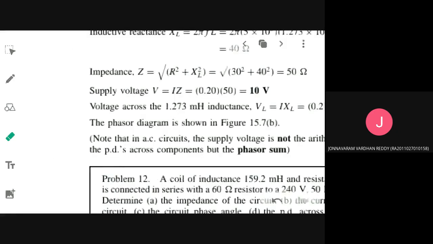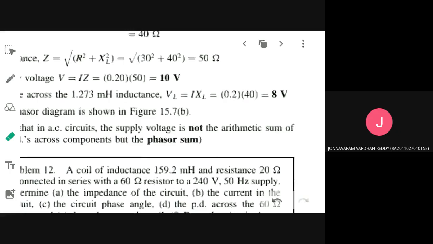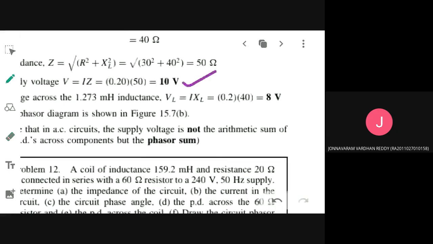Alright. So this supply voltage and this one only they have asked. In order to draw the phasor diagram, you need to know the other things. You need to know what is VR. VL is already found out. Then current you need to know. For that purpose they are finding out the other things. Let us check out the phasor diagram now.